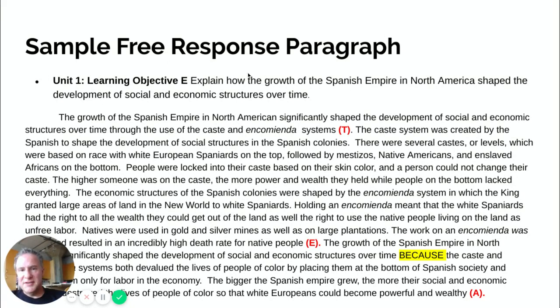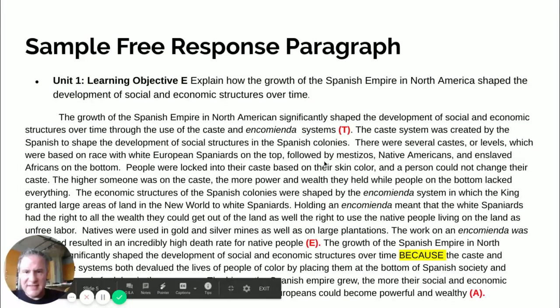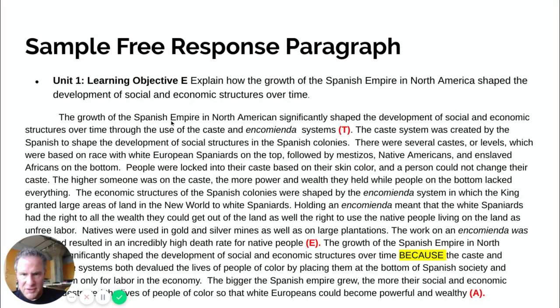Here is our learning objective. Explain how the growth of the Spanish Empire in North America shaped the development of social and economic structures over time. So at this point, we're going to take a look at the paragraph itself. You can see I start off with my thesis. The growth of the Spanish Empire in North America, typo, that's my bad, significantly shaped the development of social and economic structures over time through the use of the caste and encomienda systems.